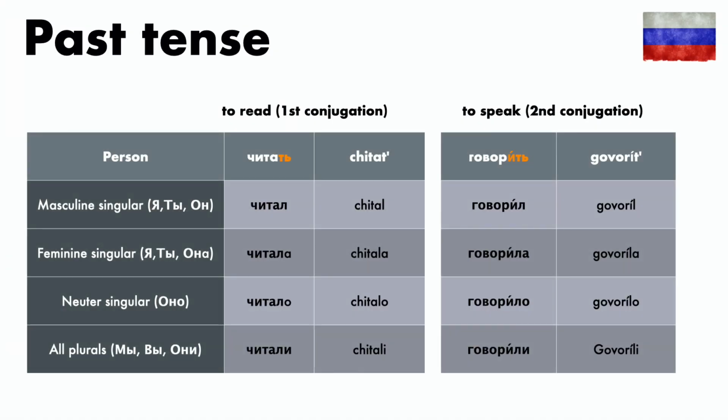And here are 2 tables for the first and the second class verbs conjugated in the past tense. To read. Я, ты, он читал. Я, ты, она читала. Оно читало. Мы, вы, они читали. Говорить. Я, ты, он говорил. Я, ты, она говорила. Оно говорило. Мы, вы, они говорили.